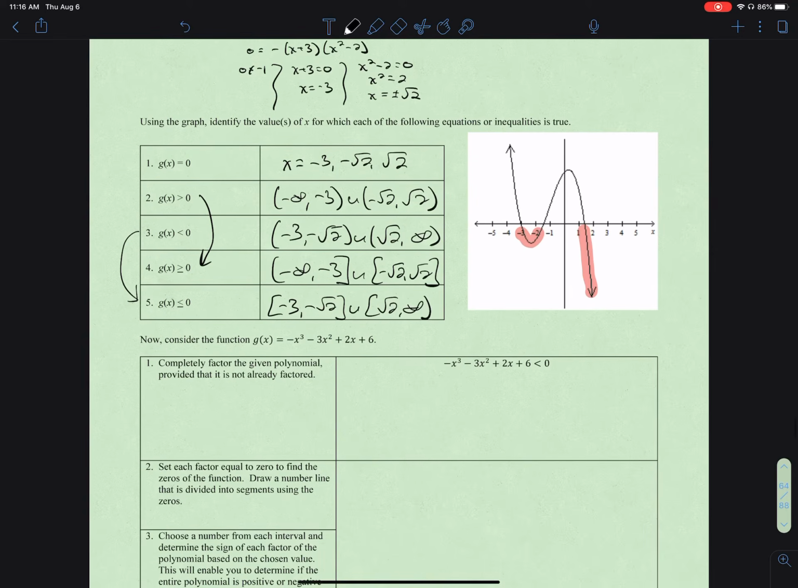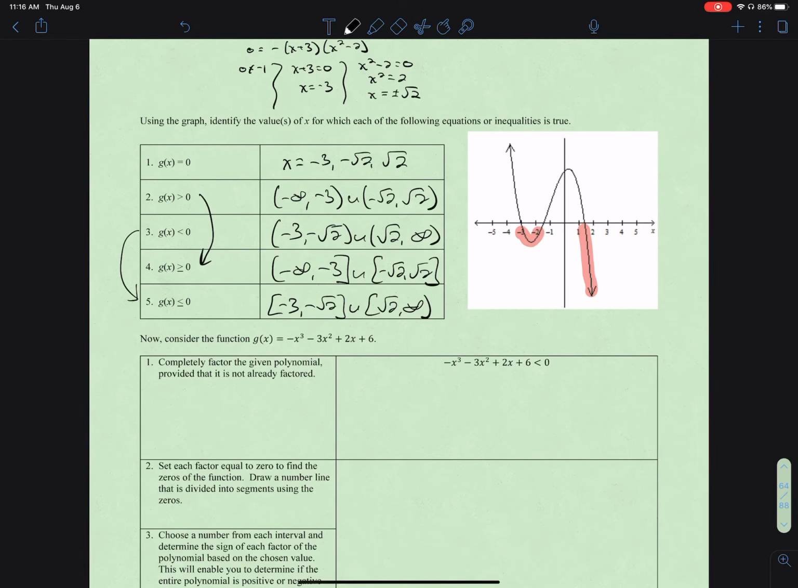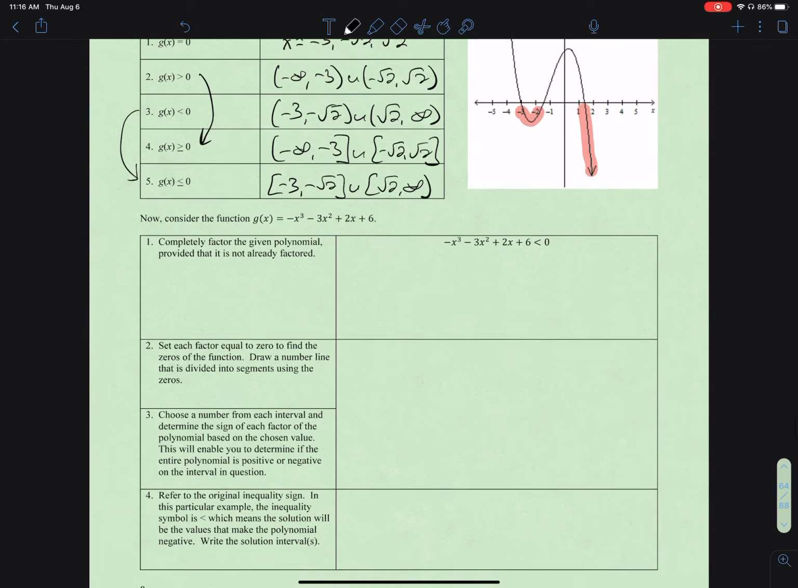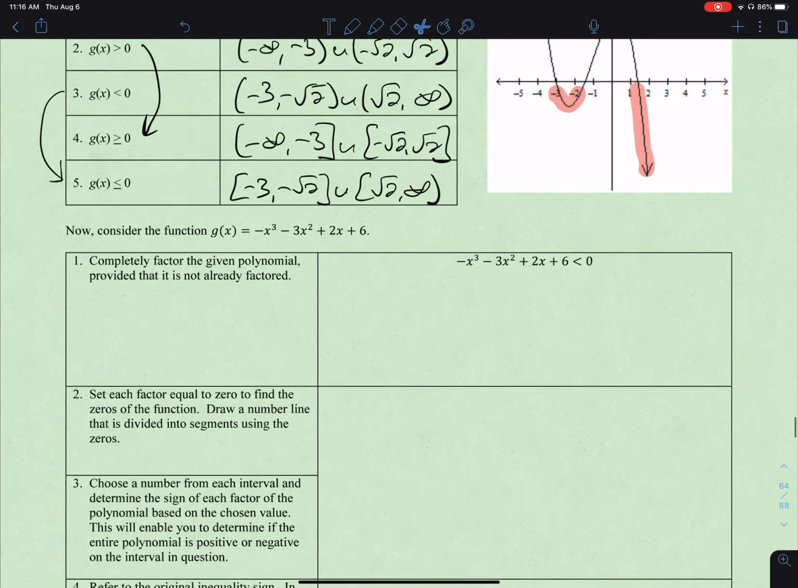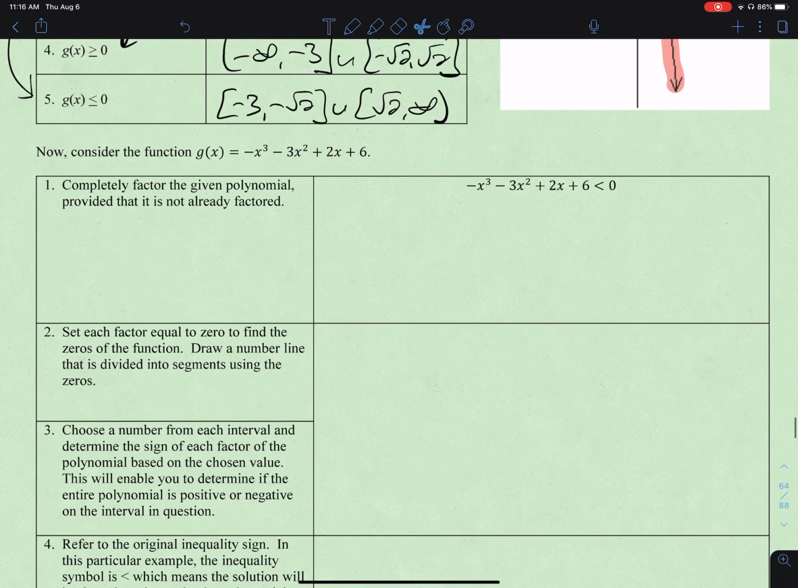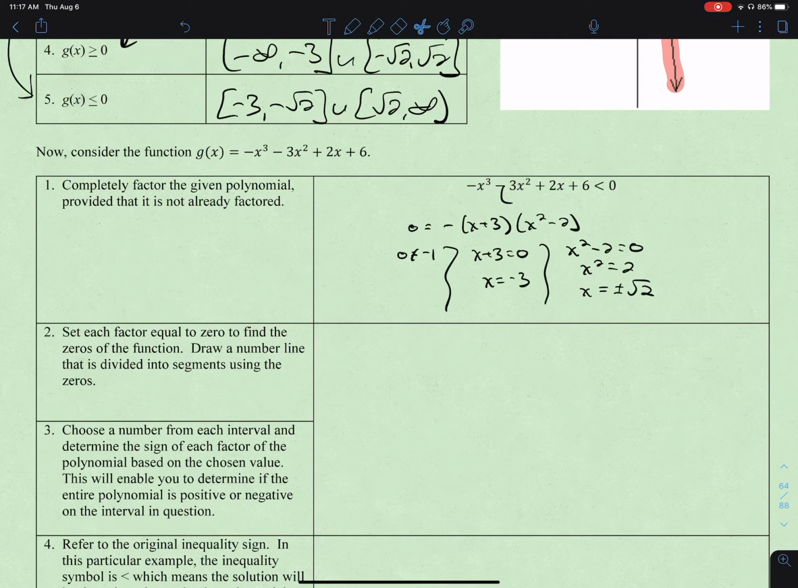Cool. All right, now we get to what the point of this is, which is let's do this without a graph. Now before I do this without a graph, I'm going to include some of this stuff down here, and I suggest you do the same. Completely factor the given polynomial. We already did that, so I'm just going to bring down the completely factored version.